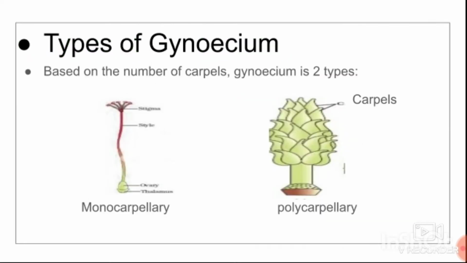Types of gynoecium. Based on the number of carpels, gynoecium is two types. Number 1, monocarpellary, where the gynoecium is made up of one carpel. In the members of Fabaceae, we can see this type of gynoecium. And number 2, polycarpellary. When the gynoecium is made up of 2 or more carpels, it is called compound or polycarpellary gynoecium. In members of Solanaceae, Lamiaceae and Malvaceae, we can see this type of gynoecium.